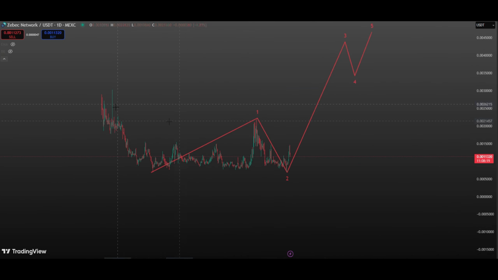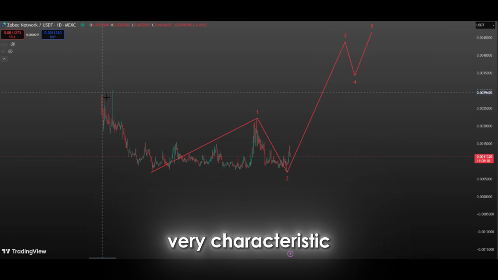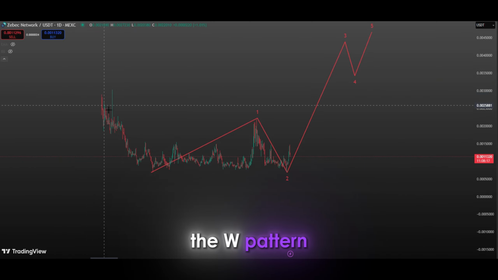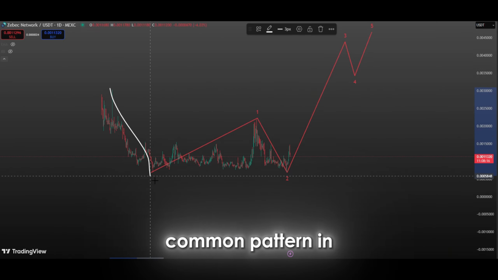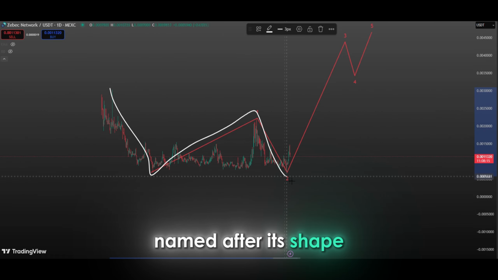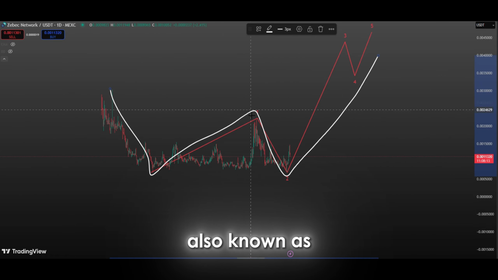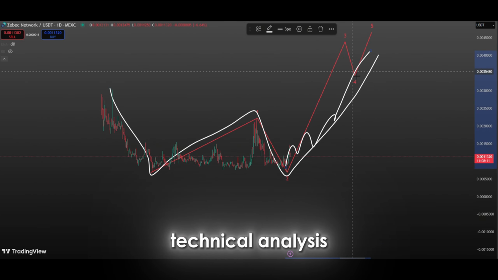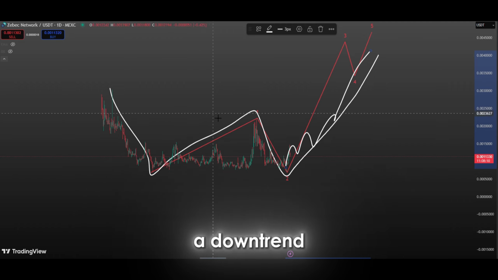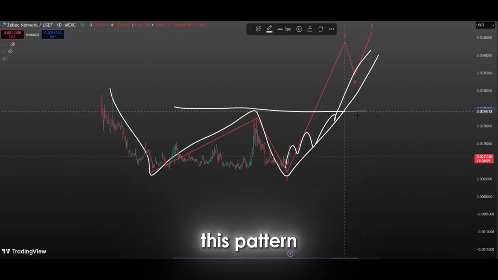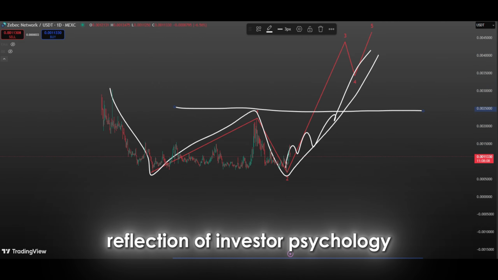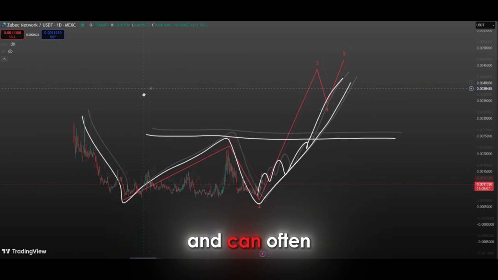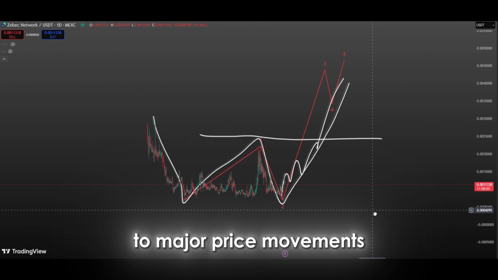When we take a broad look at the chart, we see a very characteristic technical analysis pattern, the W pattern, which is a common pattern in the trading community, named after its shape. This pattern is also known as a double bottom pattern and is a powerful structure in technical analysis that signals a possible reversal after a downtrend. The formation of this pattern can also be seen as a reflection of investor psychology on the chart and can often be a precursor to major price movements.